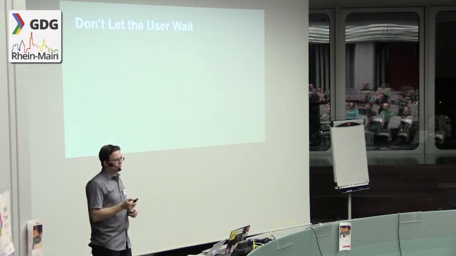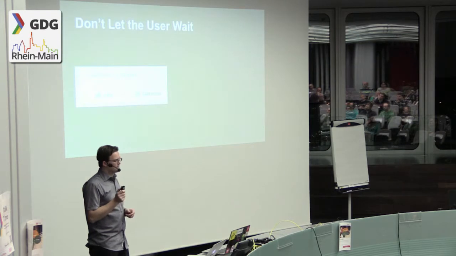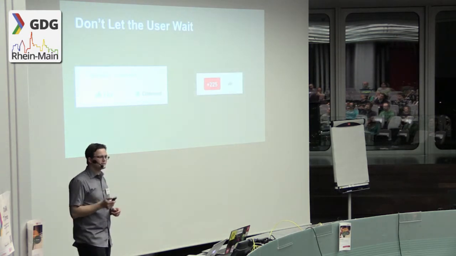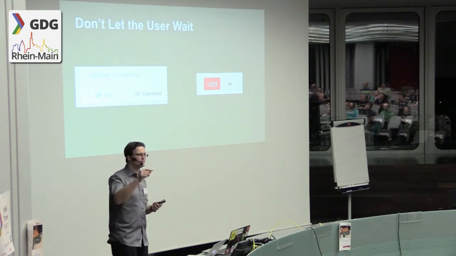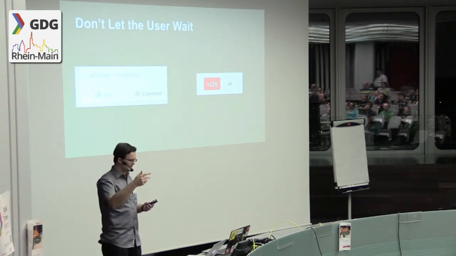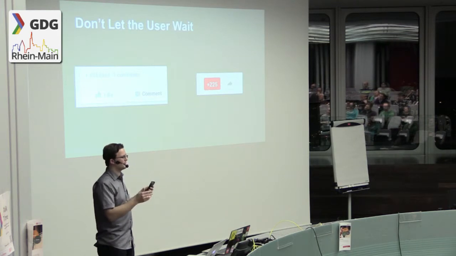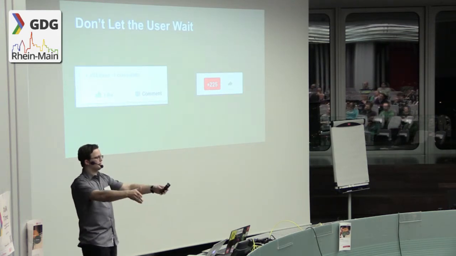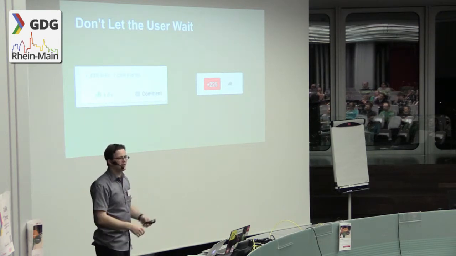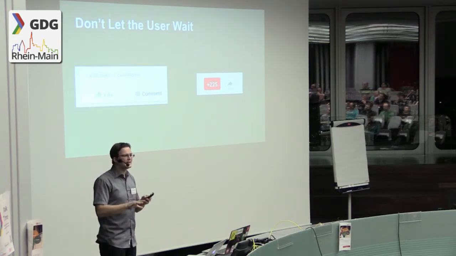Google Plus and Facebook have very good like and Google Plus 1 buttons. If you click them, you all know the animation. Like on the like button, there's something coming blue, and it says, okay, there are now 1,405 likes instead of 1,404. And on the Google Plus button, the whole thing is doing a push animation. And it doesn't depend on the network at all.